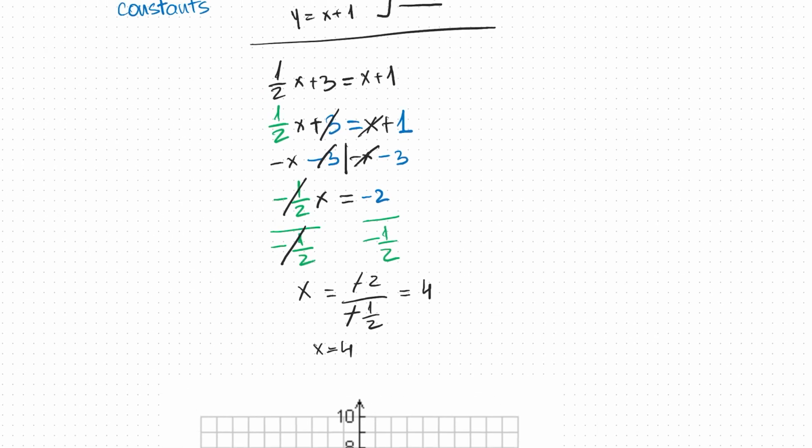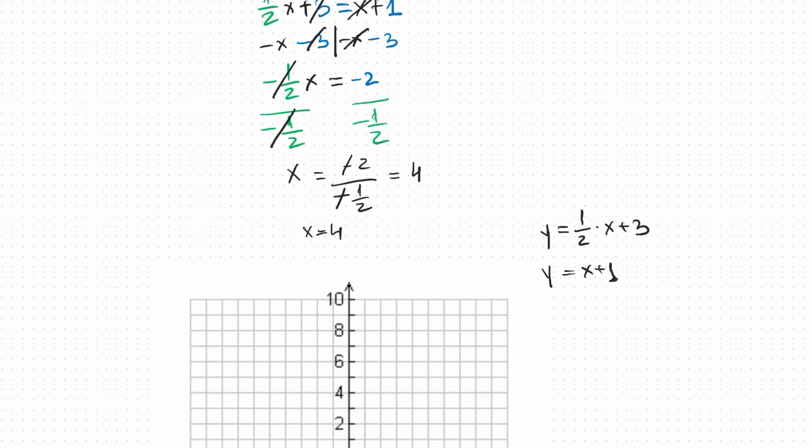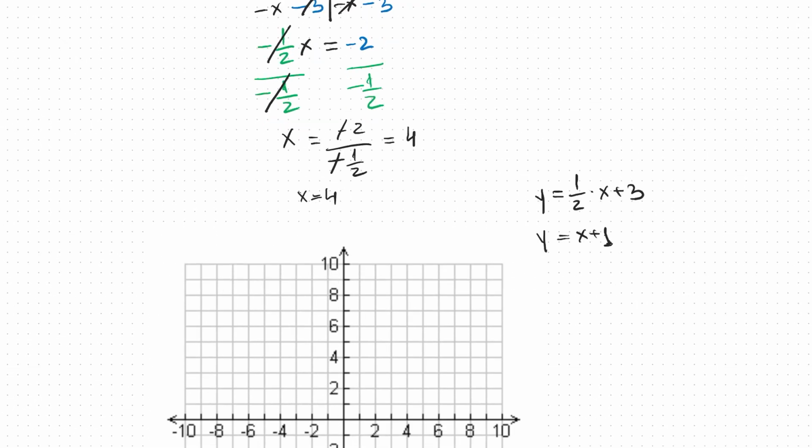I'm going to rewrite my equations just to make sure that I have them accessible. So y is 1 over 2 times x plus 3. Y is x plus 1. And so for us to graphically represent these, we're going to need to find some coordinates that match our equations. In order to do that, I'm going to take different values of x and different values of y and see how they match up. For the first equation, we will have this table, x and y, and I'm going to take 2 values each.